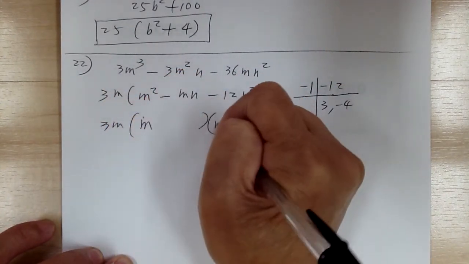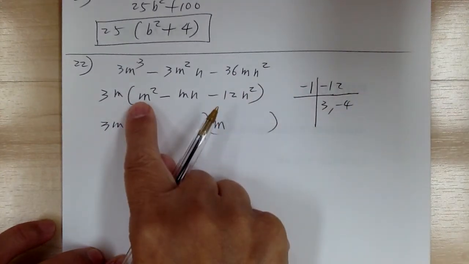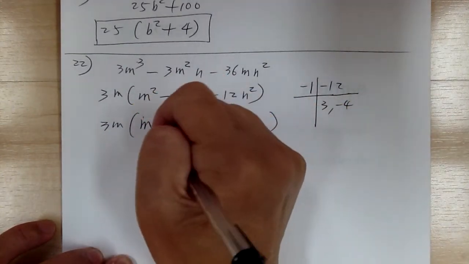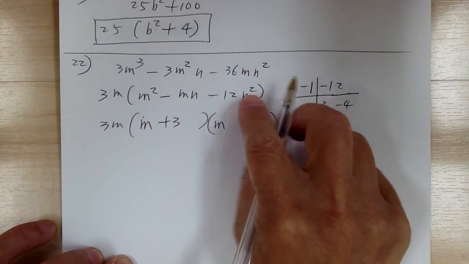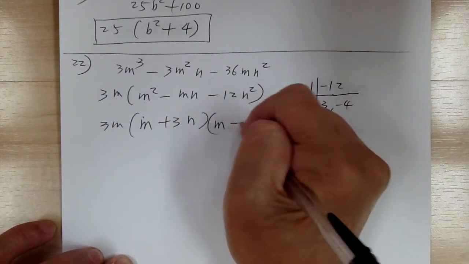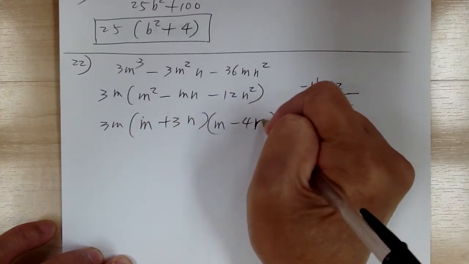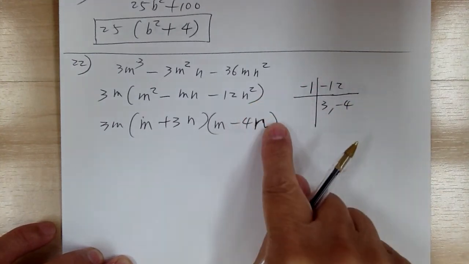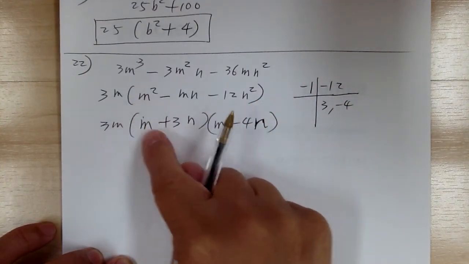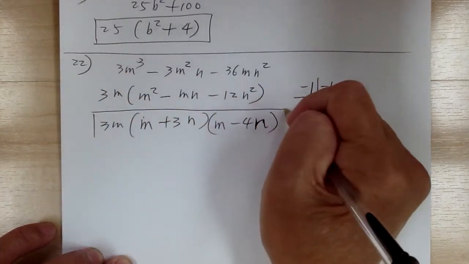Okay, so there would be m, this would be m. And because there's no number in front, whatever you see, whatever you put down, it'd be plus 3. Now there's an n in the back, so you have to put n in the back. So it'd be minus 4n. Again, if there's a variable in the back, you put the variable in the back. If there's a variable in the front, you put the variable in the front. And that's it.